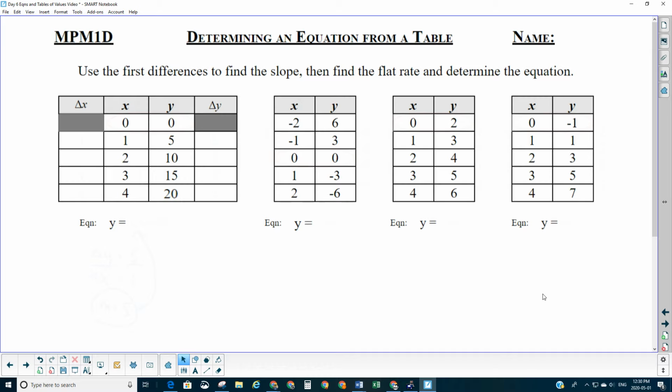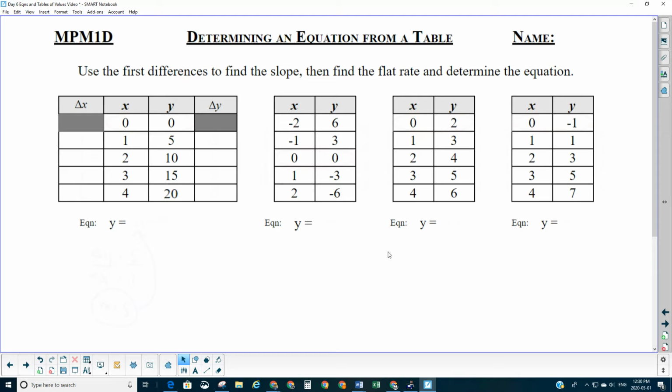In today's video, we're going to determine equations from tables. So we've been in the last few days exploring the relationships and talking about the connections between equations and tables and graphs and words. Here we're going to look deeper at the connections between tables and come up with equations.